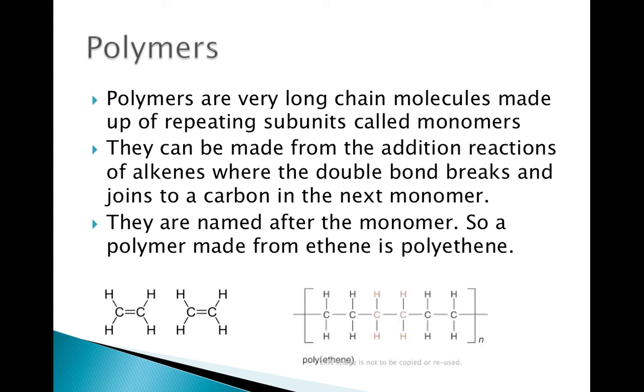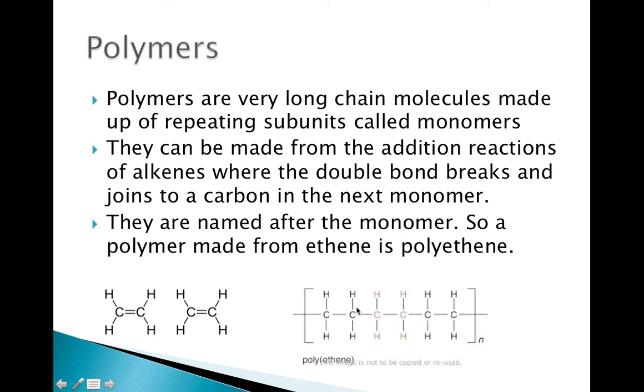The most common way of making them is to get an alkene, like for instance ethene, and break the double bond and link them together. Okay? Because we're not removing anything, we're only adding things, it's called an addition reaction or addition polymerization. Okay? And we name them after the monomer. So if we make a polymer from ethene, we call it polyethene.